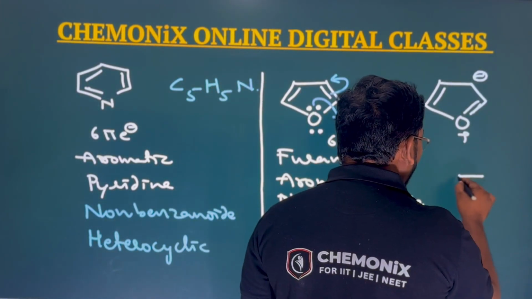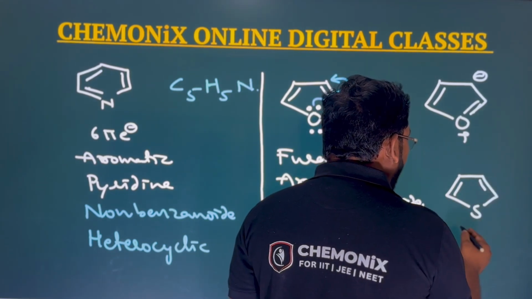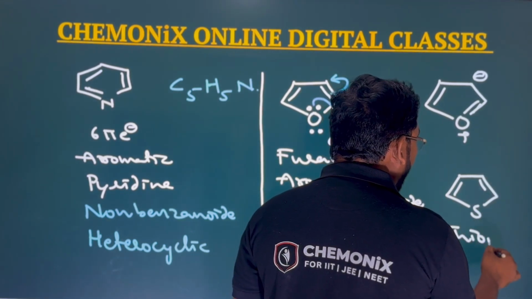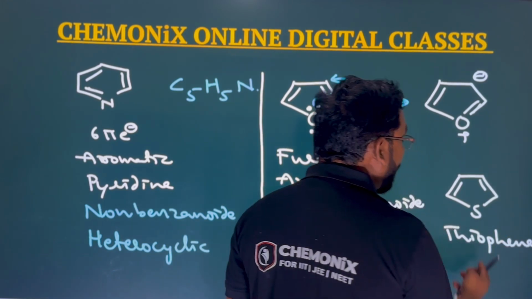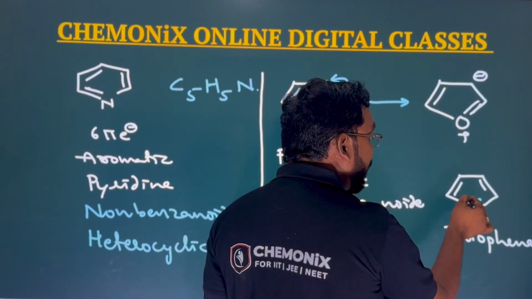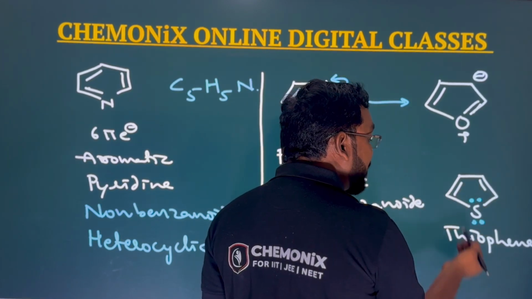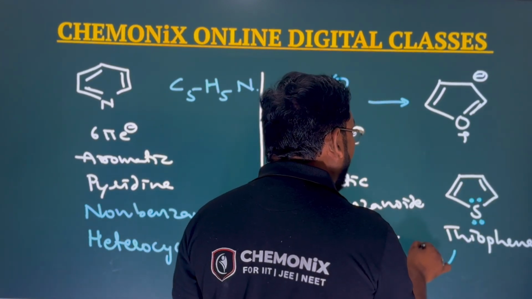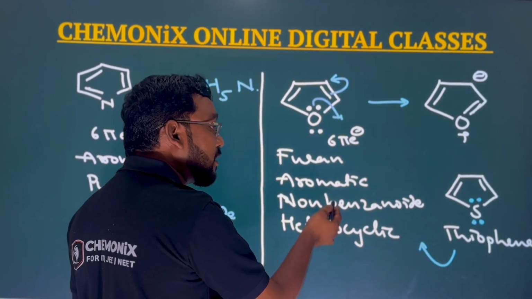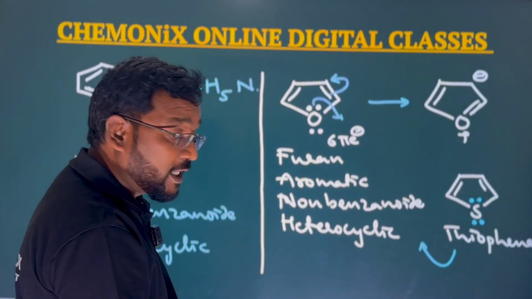So for example, if you see this molecule, this is called a thiophene. In this thiophene also, the heteroatom is containing 2 lone pairs here, but out of the 2 lone pairs, 1 lone pair is in the conjugation. So therefore, in total it is having 6 conjugative pi electrons. So it is also having the same properties, a heterocyclic non-benzenoid aromatic compound here. Now understood? Let me give you some other molecules here.